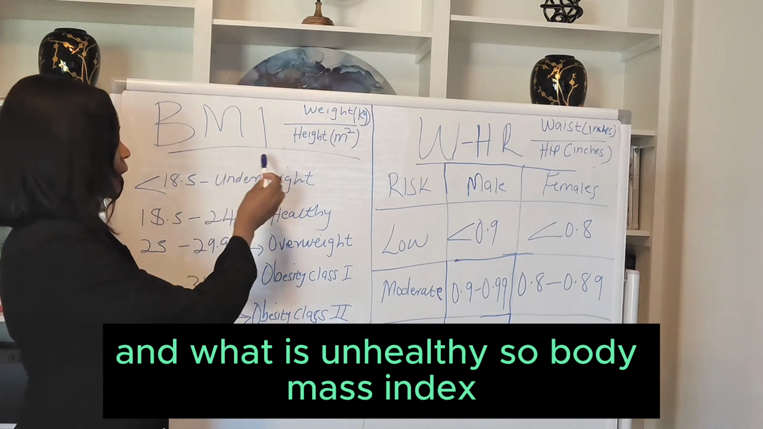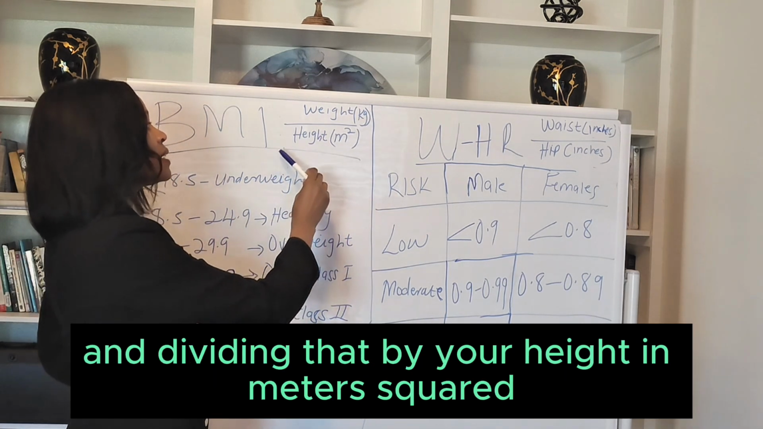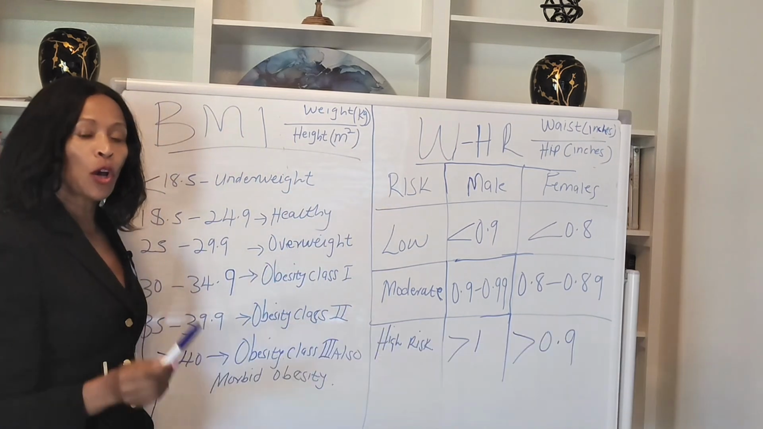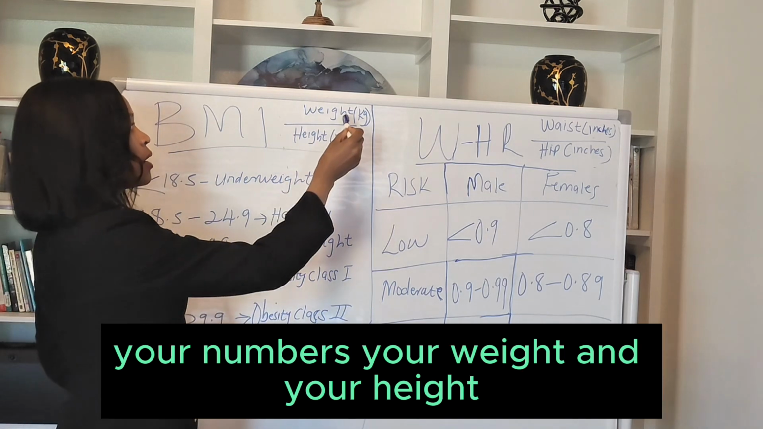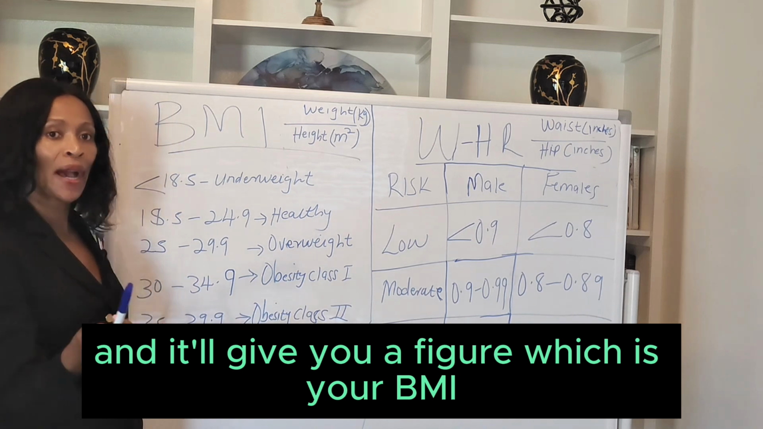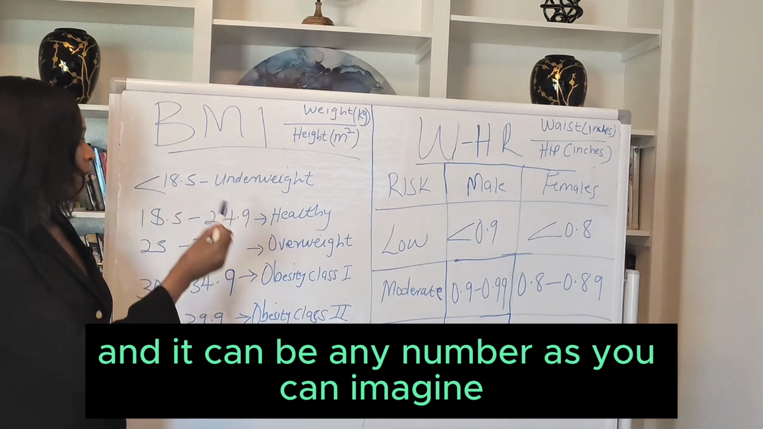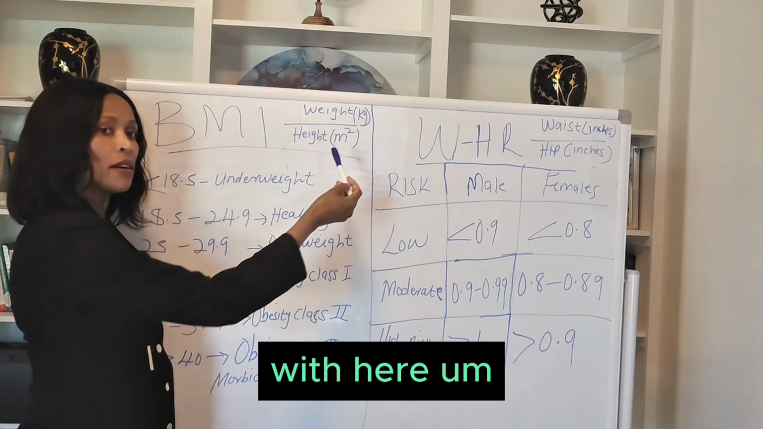So body mass index, or BMI, is calculated by taking your weight in kilograms and dividing that by your height in meters squared. We have an online calculator that you can use to plug in your weight and your height, and it will give you a figure which is your BMI. We have several categories of BMI, and it can be any number. As you can imagine, it just depends on the numbers that we are working with here.